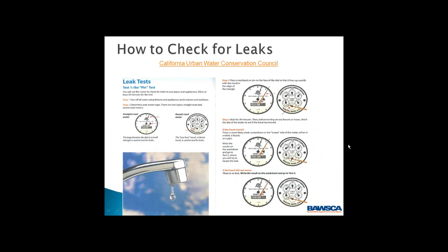You can put a toothpick basically on your meter and turn all your water off completely. And if the meter has moved in about 30 minutes when you return, then you know you might have a leak and you definitely need to get it checked.